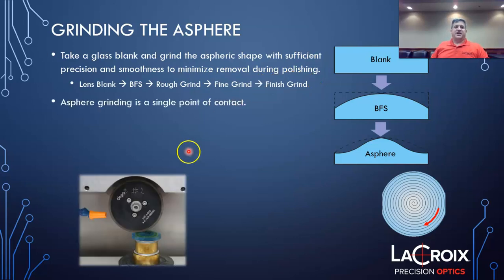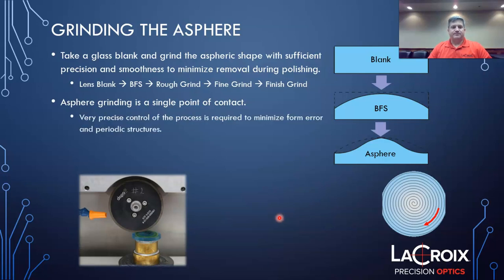As I mentioned, ASPHERE grind is a single point of contact. Here's an example of a finishing wheel, and you can see we're just contacting one small area of the ASPHERE at a time. And that's going to do that spiral tool path from the edge to the center. And this finish grind, just to mention, could actually take up half the total grinding time. This is the final surface you're going to have before you actually do your polishing, so you want it to be as good as you can get.